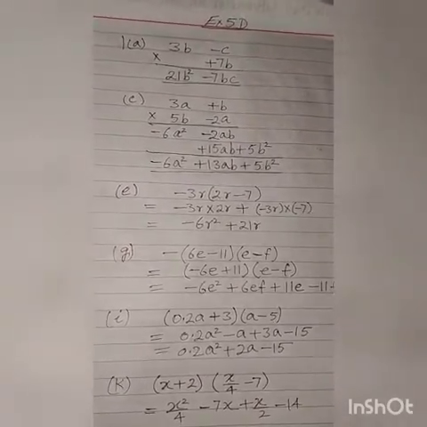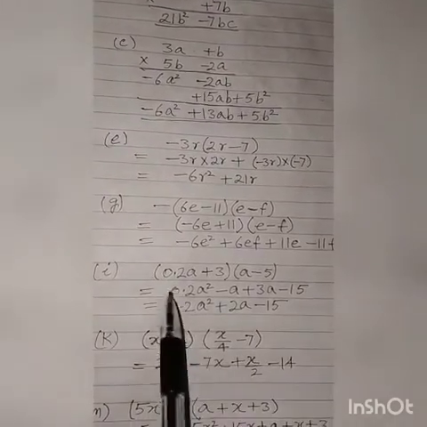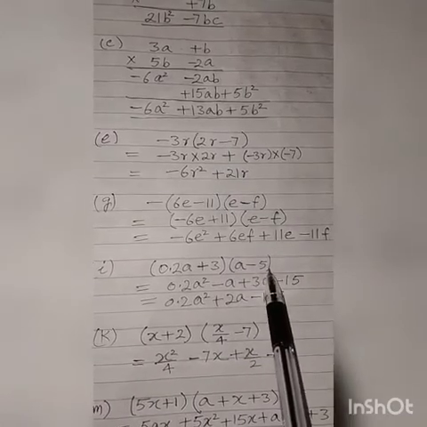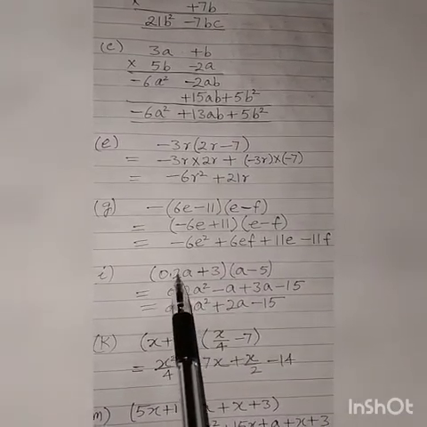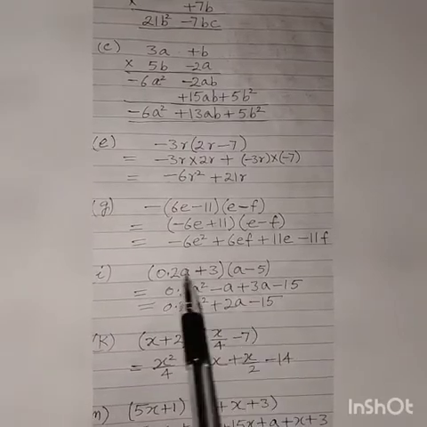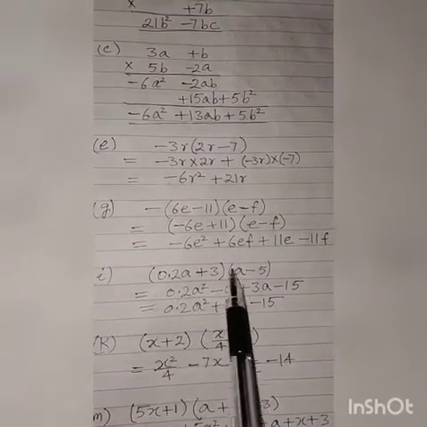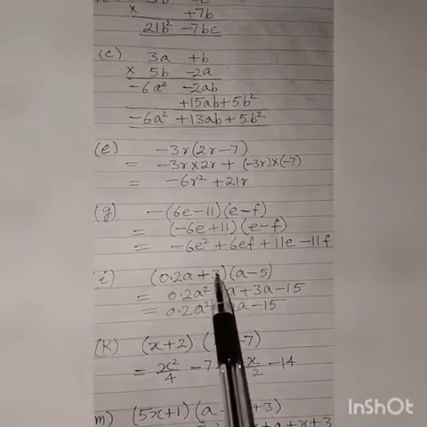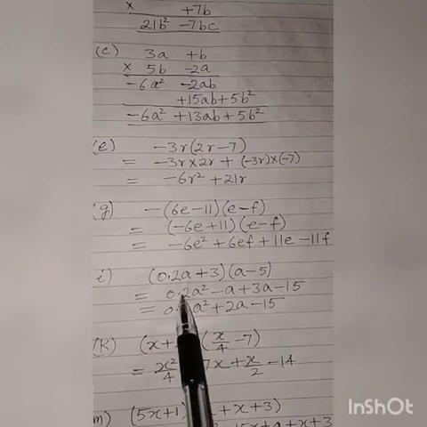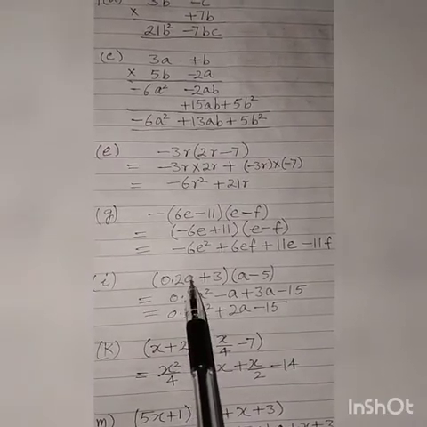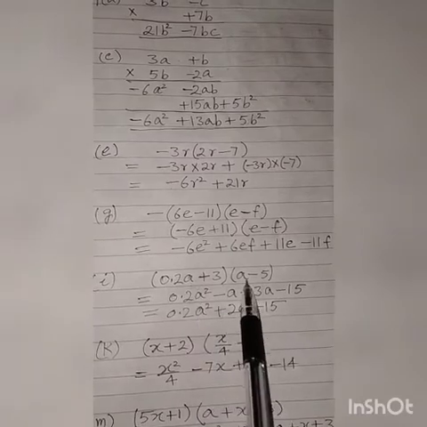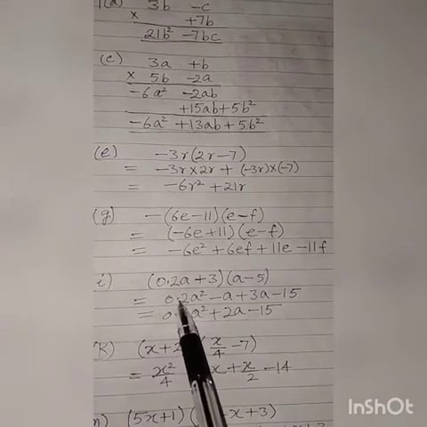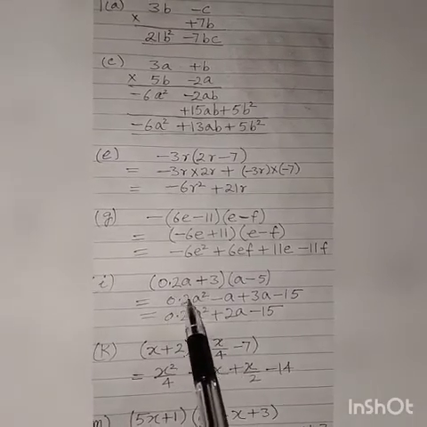Okay, come to I part now. 0.2a plus 3 multiplied by a minus 5. So we'll multiply first term by first term. So plus here, plus sign here, so plus will be here. 0.2 and 1 here. So 0.2 into 1 is 0.2. Now variables, a into a is a square, so 0.2a square is our first term.